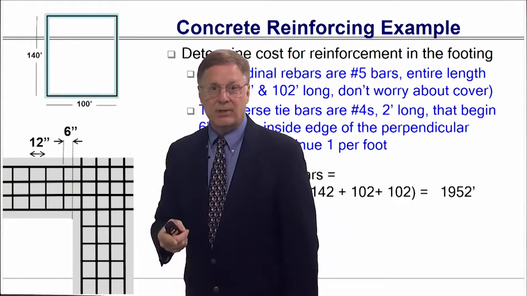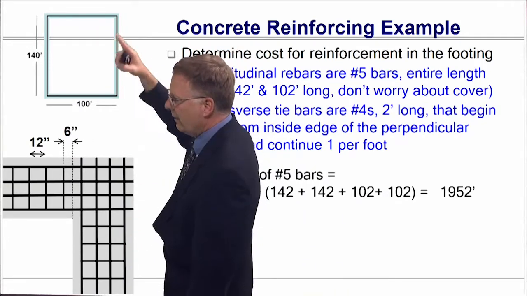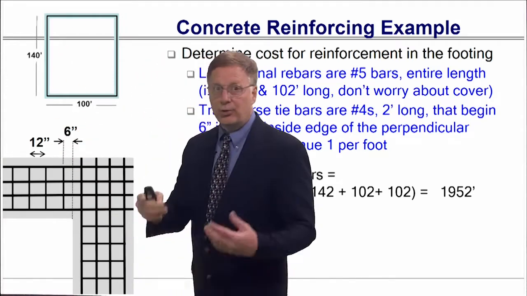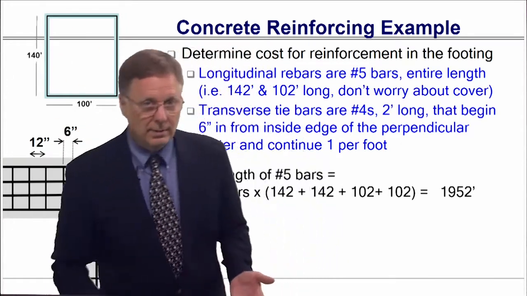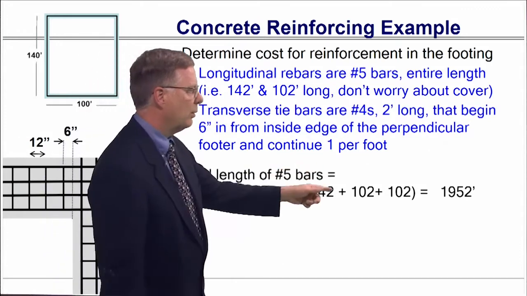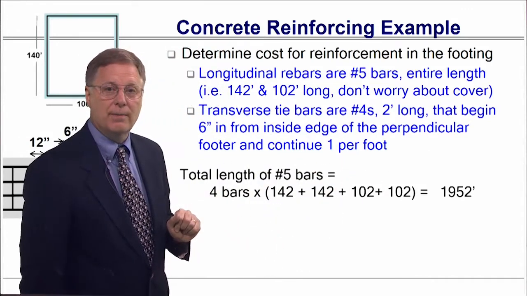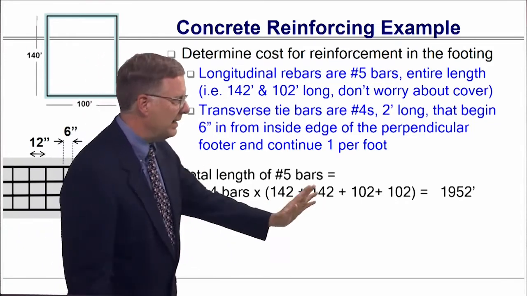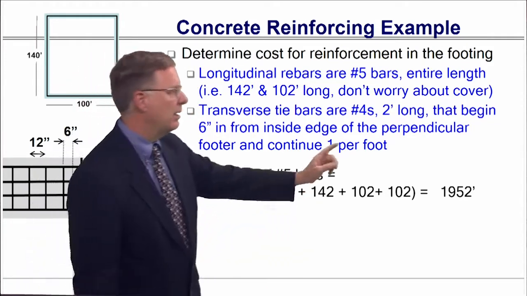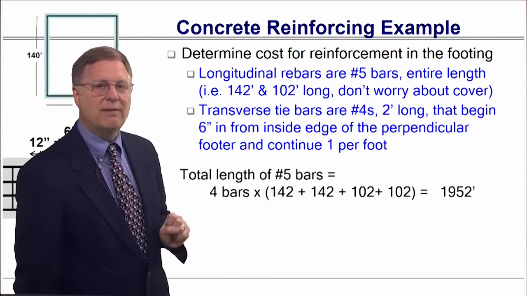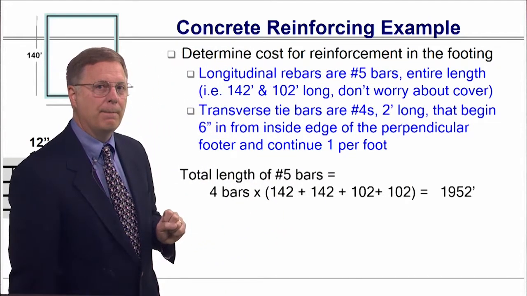So that's 2 times the 102. And then I got 4 bars going this way, and 4 bars going that way. That's 2 times the 142. So we got 142, 142, 102, 102, and each one of them are 4 bars. So we multiply that out. I can tell you I've got 1,952 feet of number 5 bars.